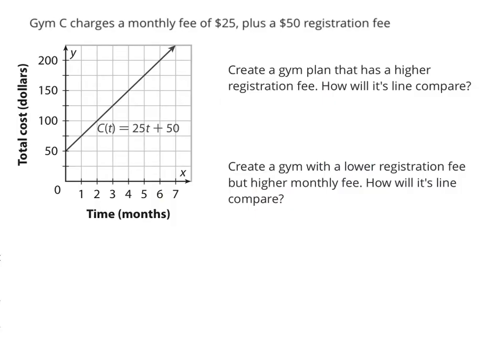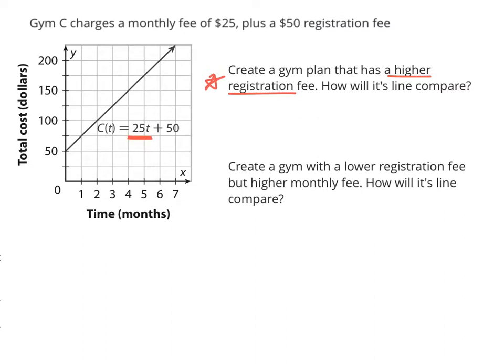All right, so let's look at one real-world example. This graph shows a gym that charges a monthly fee of $25 and a registration fee of $50. All right, so notice the monthly fee, that's the $25 monthly rate. And then the registration fee is going to be the y-intercept there, which is just plus 50. So they want us to do 2 things. The first thing that they want us to do is create a gym plan that has a higher registration fee. So that's the only thing that they're telling us to change, the registration fee.